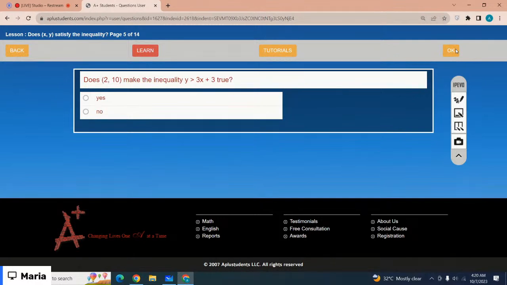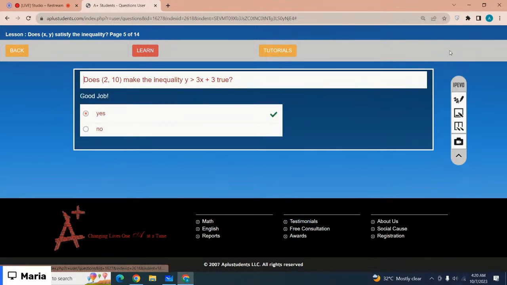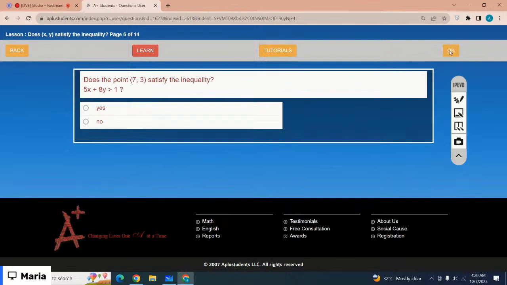Okay, does (2, 10) make the inequality y greater than 3x plus 3 true? Which is the correct option? The correct option is yes, it is true. Okay, does the point (7, 3) satisfy the inequality?